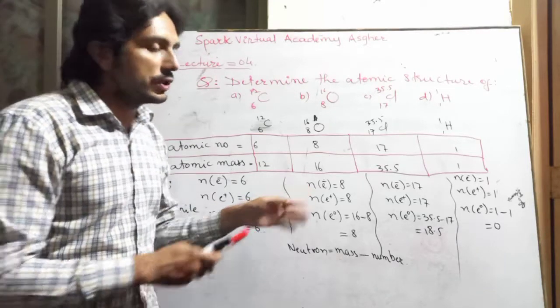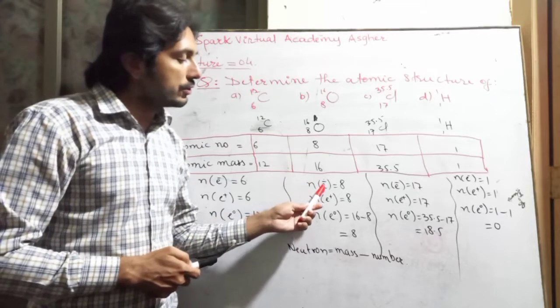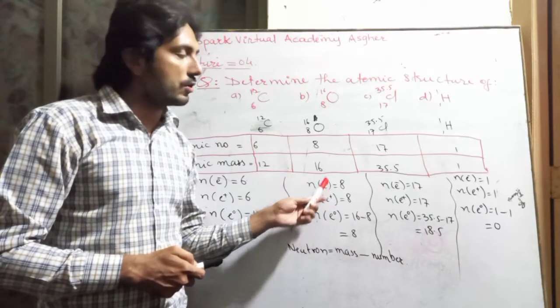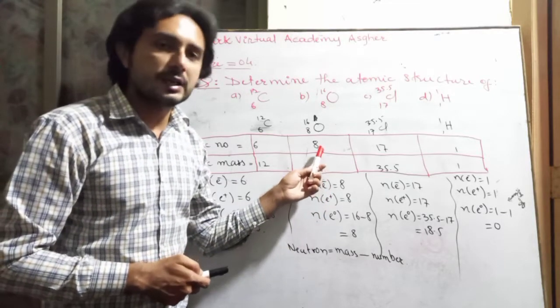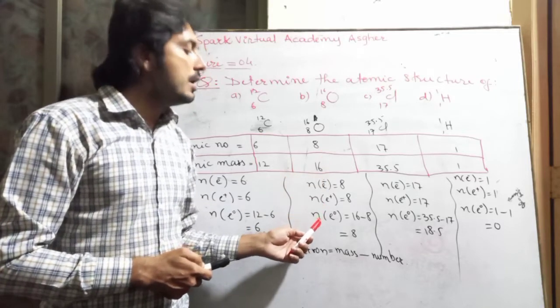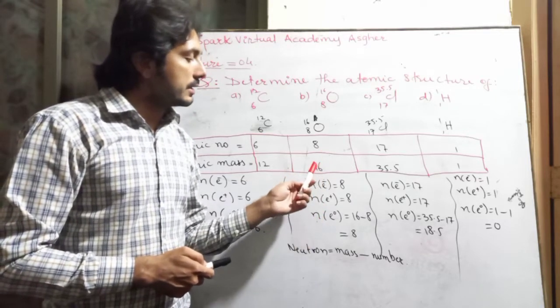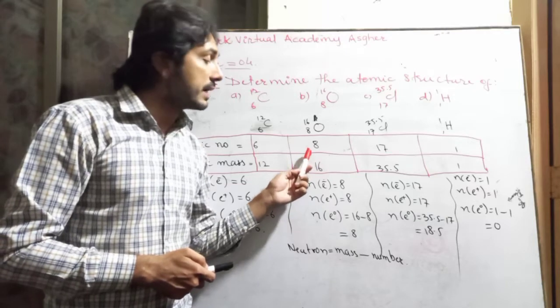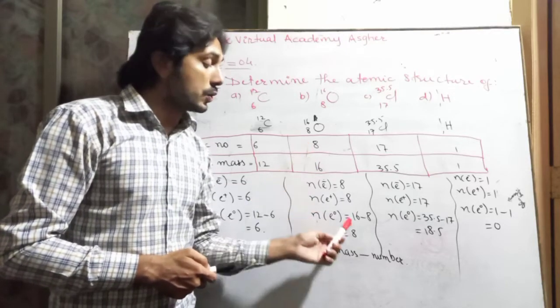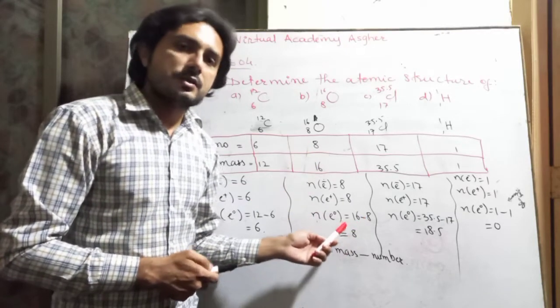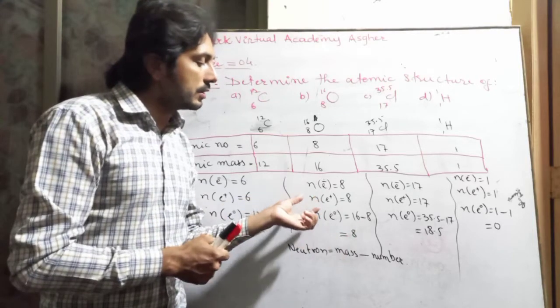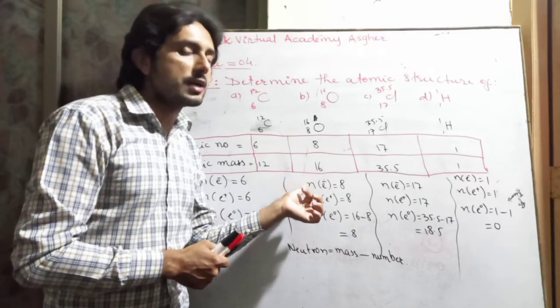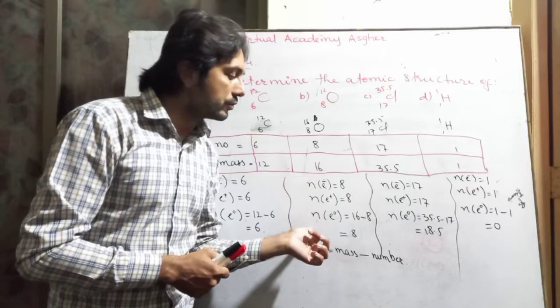And the same is the case with oxygen as well. The number of electrons and the number of protons are 8 in oxygen because its atomic number is 8. However, the number of neutrons will be, its atomic mass is 16, so 16 minus its atomic number 8 means 8. So again in oxygen, the number of electrons, protons, and neutrons are equal, that is 8.